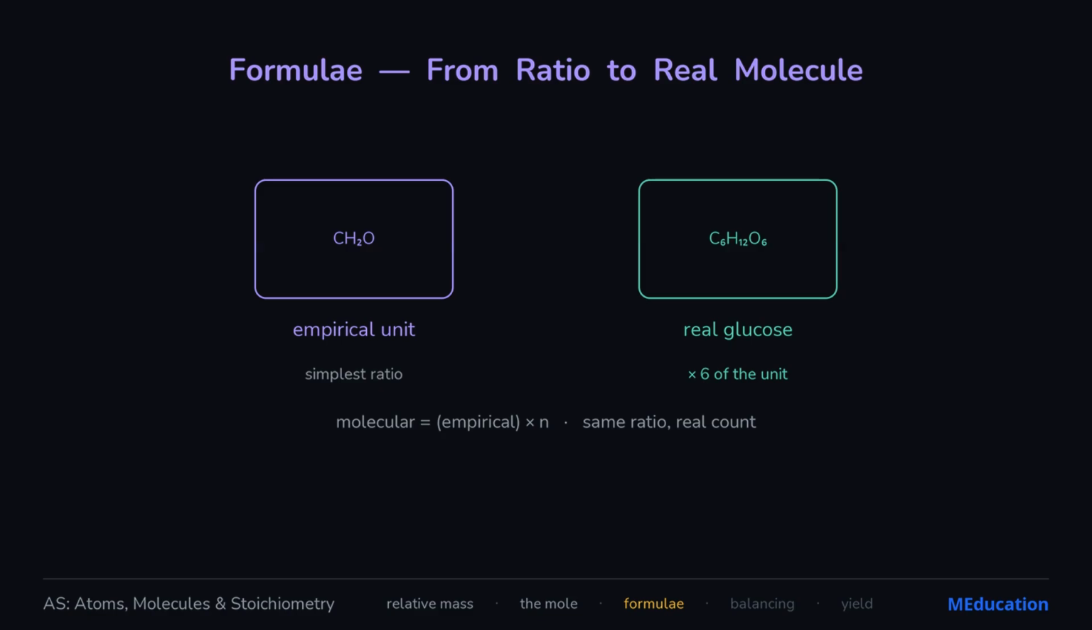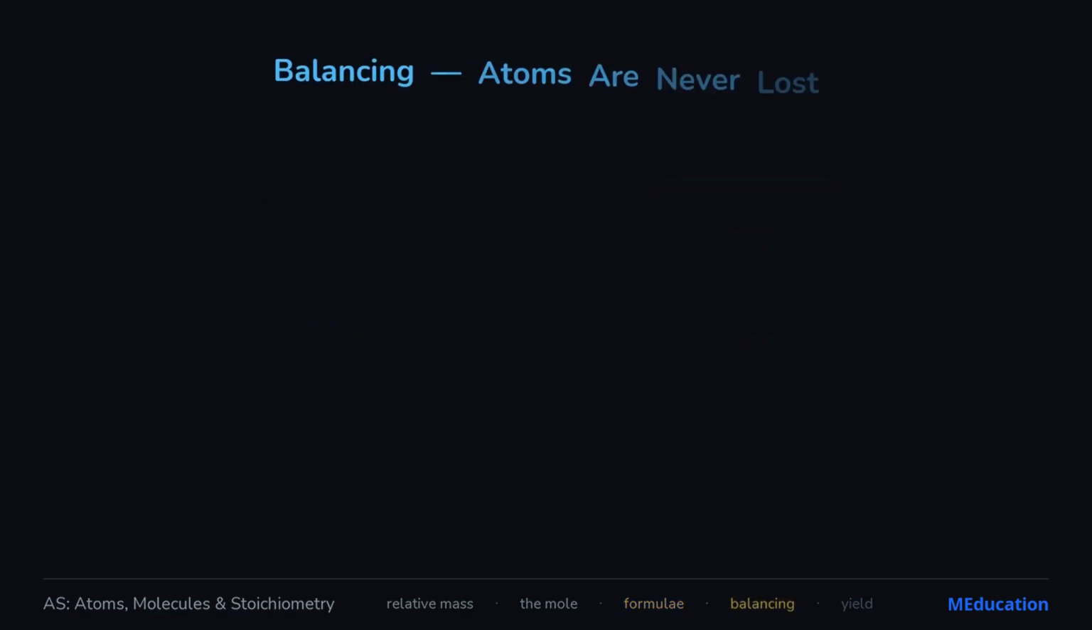The molecular formula tells you the real count per molecule. Glucose is actually 6 of that empirical unit stacked up, C6H12O6. So we find the empirical ratio first, then ask how many of those units make up one true molecule.